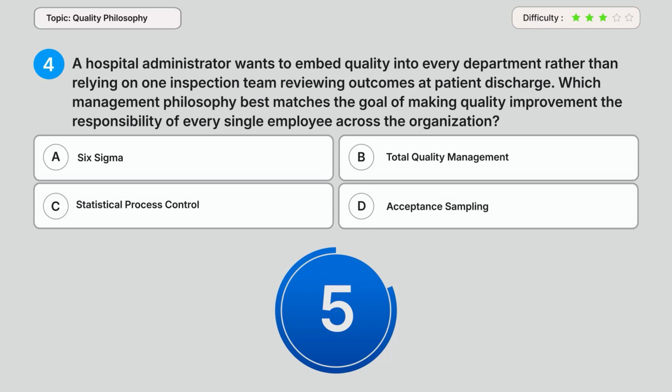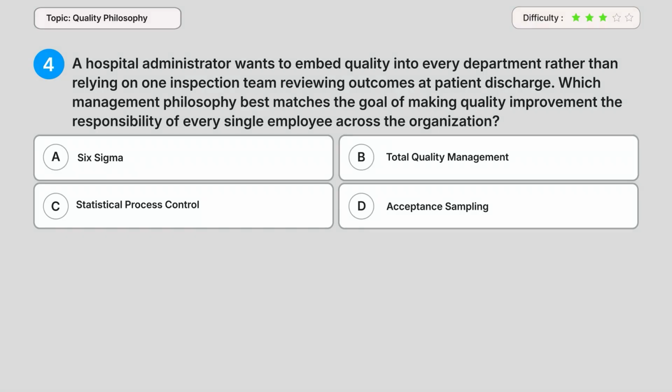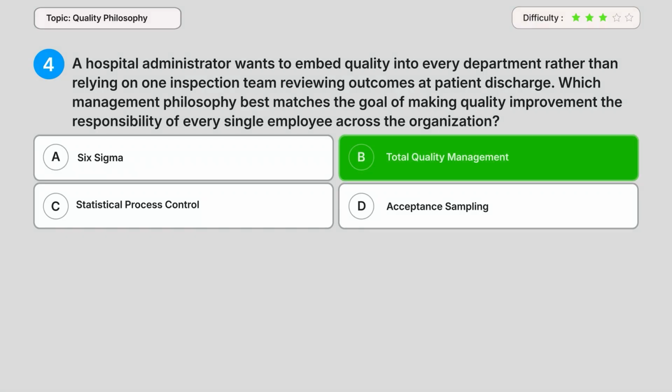Do you know the answer? Correct answer, B. Total quality management.